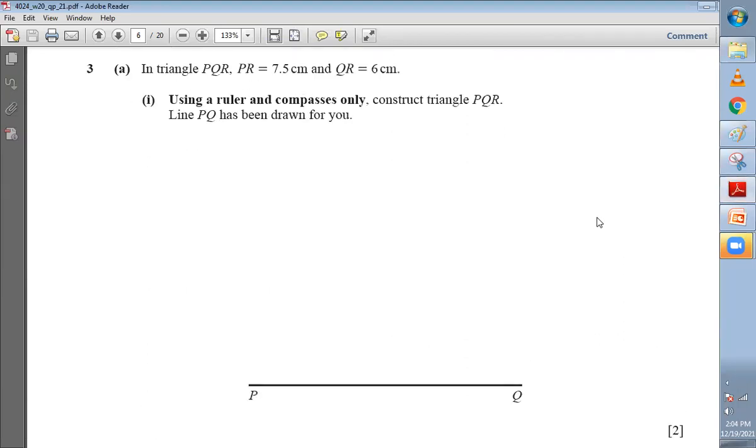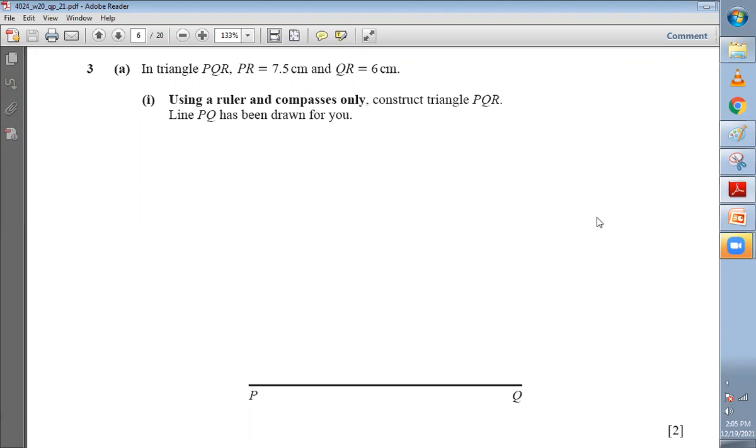Okay. Now we are on question number 3. In the triangle PQR, the PR is 7.5 centimeter and the QR is 6 centimeter. Using a ruler and compasses only, construct the triangle PQR. The line PQ has been drawn for you. So it's a 2-mark question.